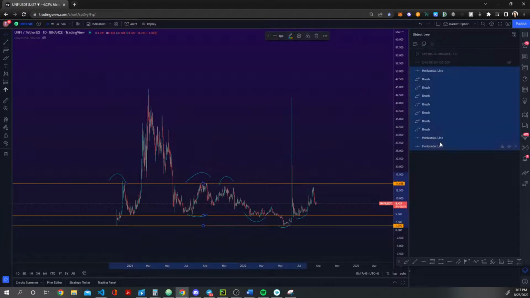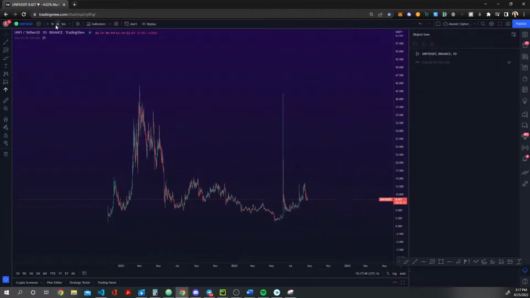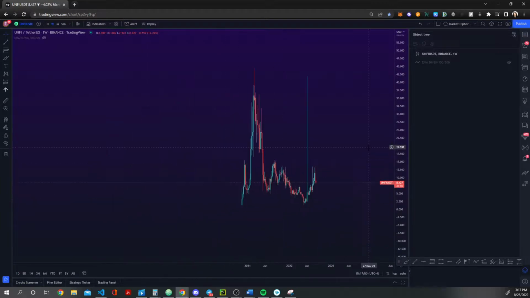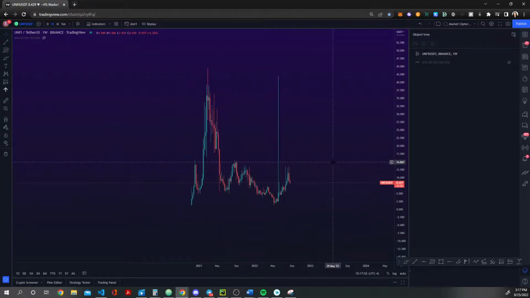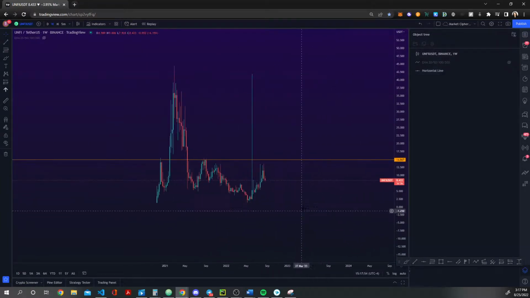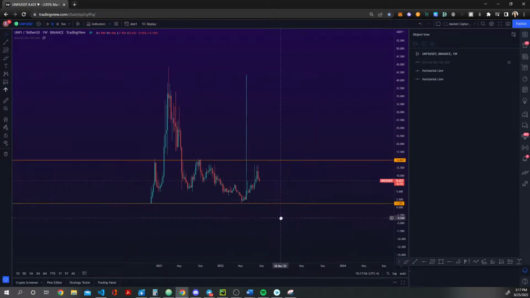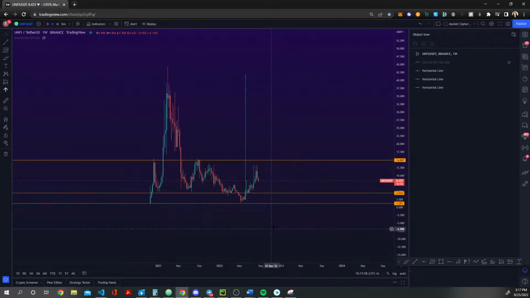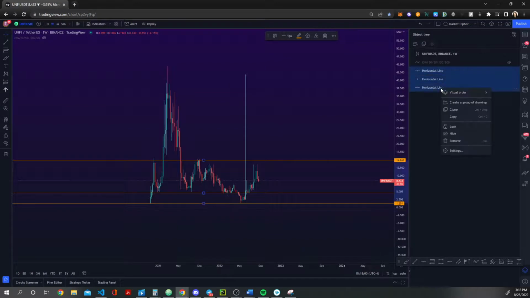If you're going through and highlighting weekly levels, say we go up to the weekly level or time frame, and I can see a clear level right here, and I can see a clear level right here. What you can do, right? What you can do is you can group these up. You can right click, make a group of drawings. You can rename this weekly, and you can turn this off if you want.